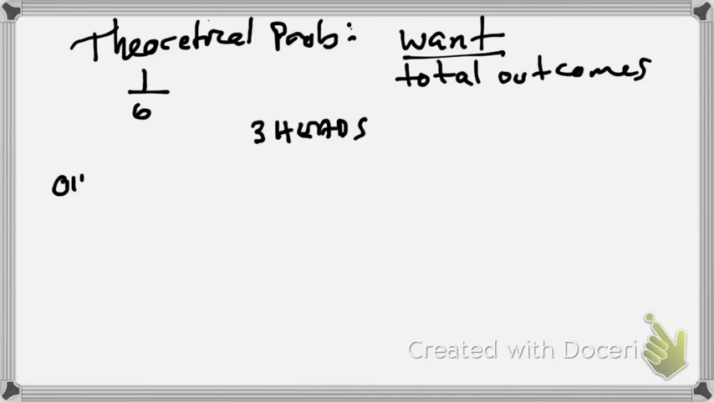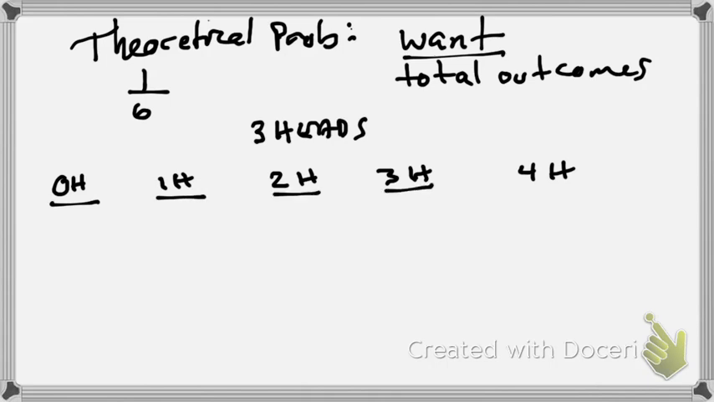There's really a whole bunch of different things that could happen, right? We could get 0 heads, 1, 2, 3, or all 4. But now we actually have to go through and figure out exactly what all the outcomes look like. If it's 0 heads, that means it's all tails, right? If it's 1 head, then it's going to look like this.